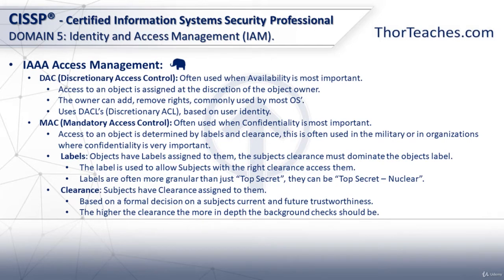So the objects have labels. The subject's clearance must dominate the object's label, meaning it must be higher or equal to. And we use the labels to allow our subjects with the right clearance to access them. But they are often much more granular than just top secret. They can be top secret nuclear, submarine, or something like that.